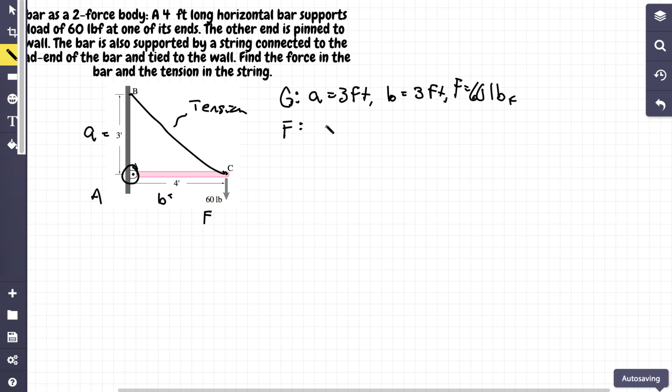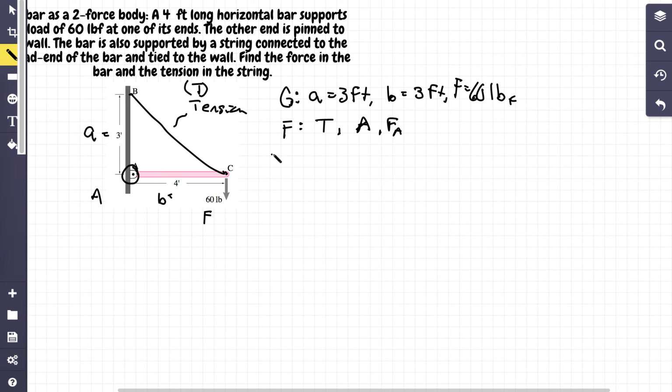So what are we trying to find? Well, we're trying to find the tension. Let's call that T. And we're trying to find whatever A is. So the force is at A. You can describe it as A. What I usually do, sometimes I write, instead of A, the force at A. That's just my subscript. You can choose however you want.